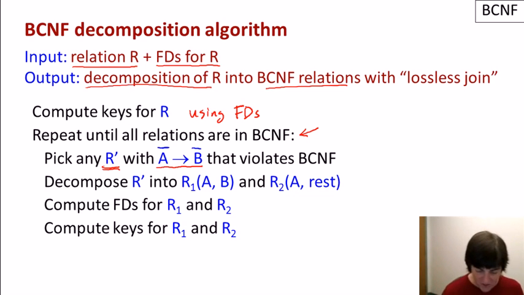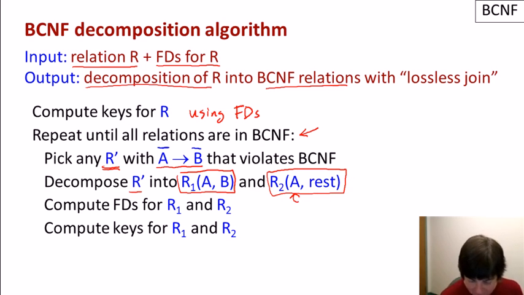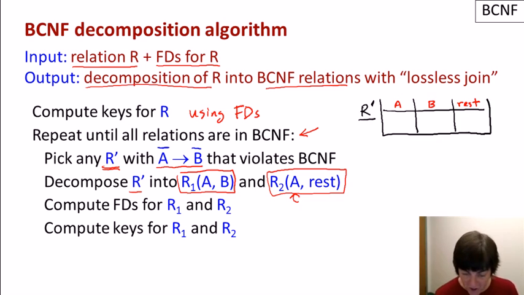So our decomposition then in the second step is going to take R prime, and it's going to put the attributes involved in the functional dependency into one relation, and then it's going to keep the left-hand side of the functional dependency and put the rest of the attributes along with that left-hand side into a separate relation. So let's draw this as a picture. So here's our relation R prime, and of course the first time through our loop that relation would have to be R itself. And then because we have a functional dependency from A to B, and A is not a key, that means it's a BCNF violation, we're going to decompose this into R1 and R2.